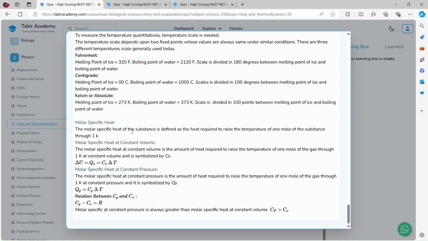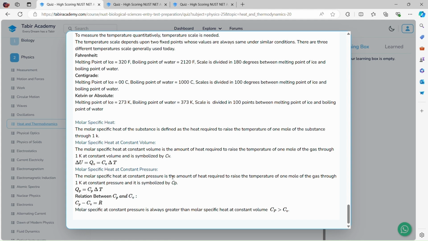Molar specific heat. The molar specific heat of a substance is defined as the heat required to increase the temperature of one mole of the substance through 1 Kelvin. Molar specific heat at constant volume. The molar specific heat at constant volume is the amount of heat required to raise the temperature of 1 mole of the gas through 1 Kelvin at constant volume, and is symbolized by Cv. Delta U equals Qv equals Cv delta T.